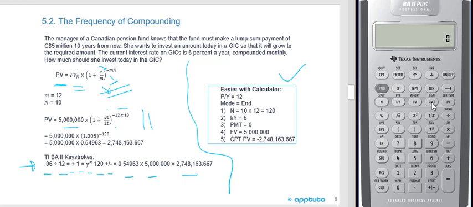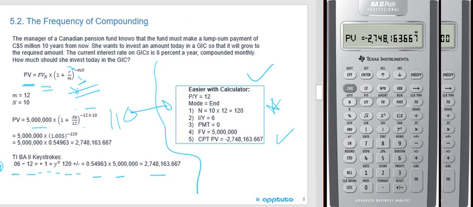There's no payments, okay? The future value that we want is this 5 million, and I'm going to keep it positive in the future. So in this case, we're just going to compute the present value, and it's $2,748,163.67, okay? So whether you like the algebra, that's fine, but I think it's a lot easier to use the time value of money functionality on the calculator.